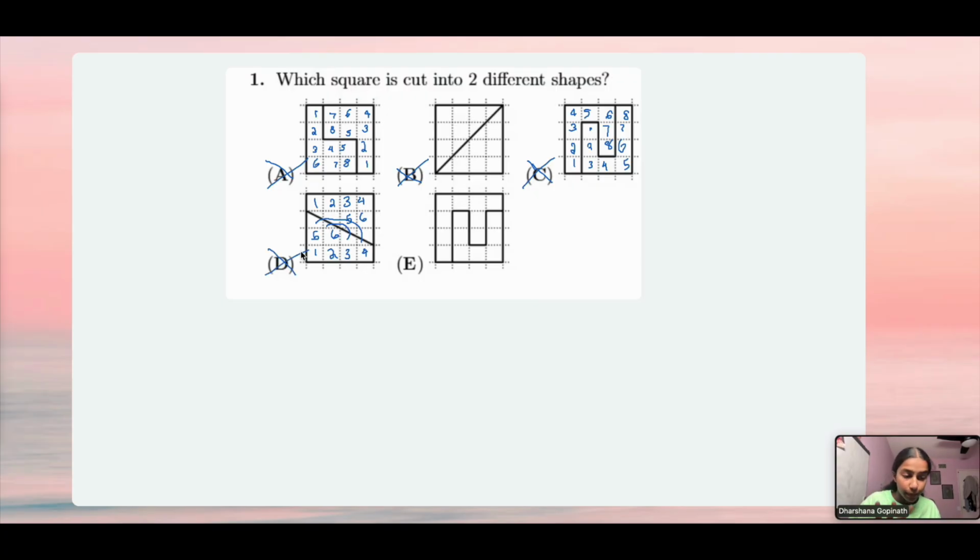So it's got to be E, but just to make sure, we're going to count it. So 1, 2, 3, 4, 5, 6, 7, 8, 9. And this side has 1, 2, 3, 4, 5, 6, 7. As you can see, both parts don't have the same number of squares. So the answer is option E for number 1.